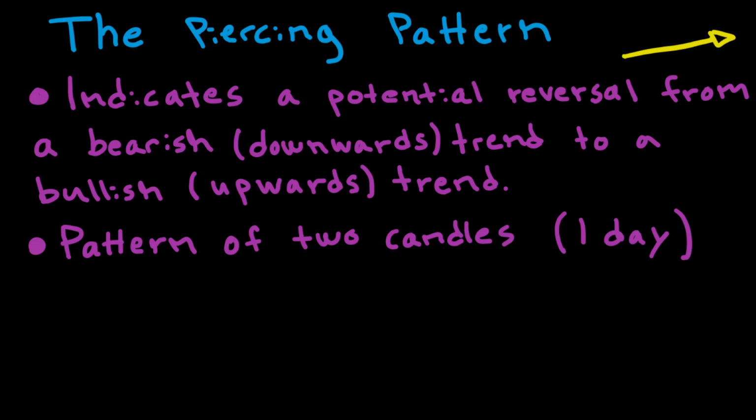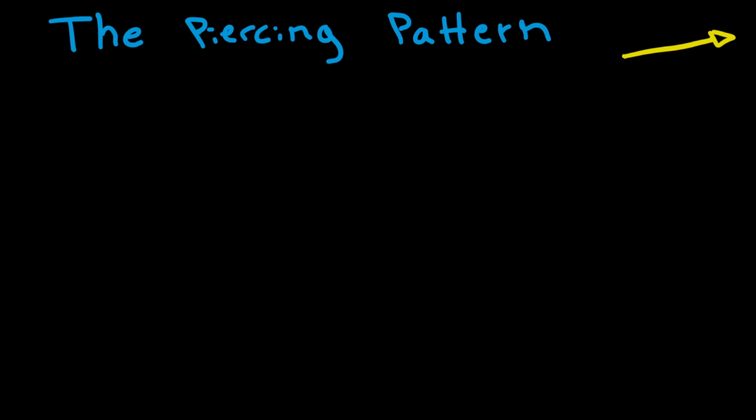But now let's take a look at what the piercing pattern actually looks like. As I said, it consists of two candles, and the first candle is a strong red candle. It looks something like this. It maybe has some shadows right here as well. Some small shadows are okay. And the second candle opens below the red candle, but during the day the bulls take control and it manages to close deep within the red candle. So it would look something like this, for example.